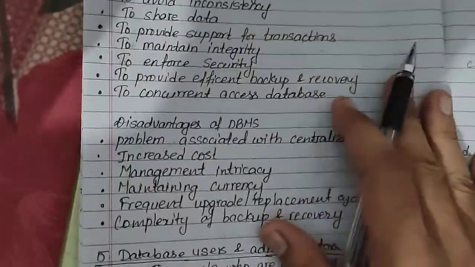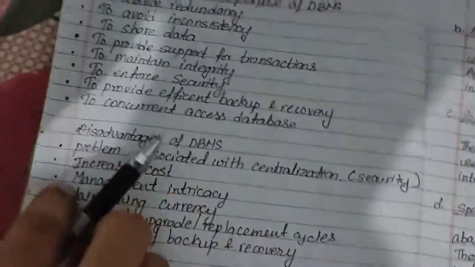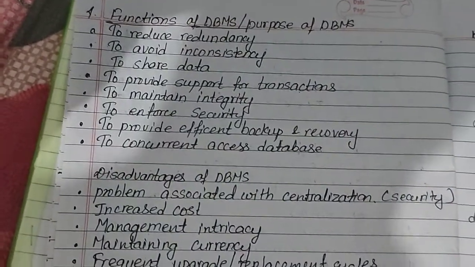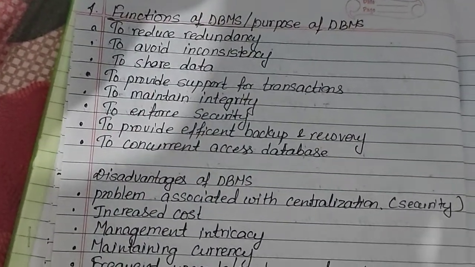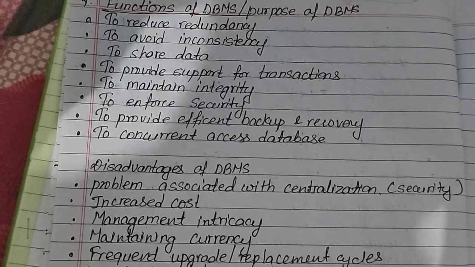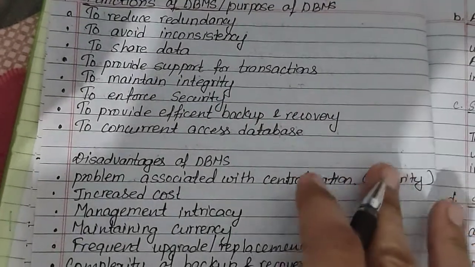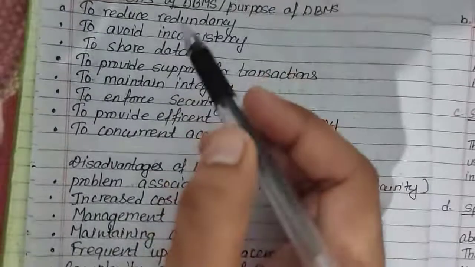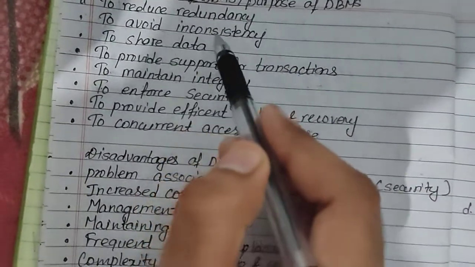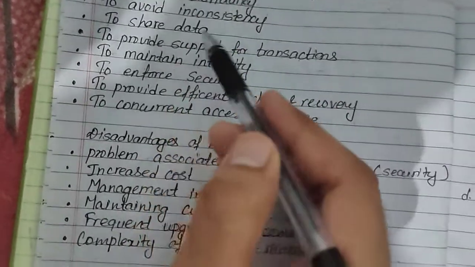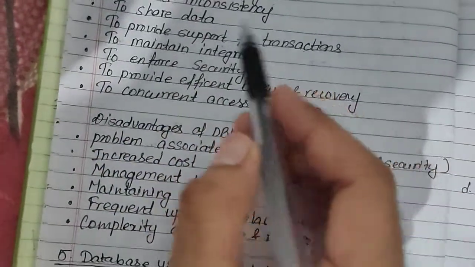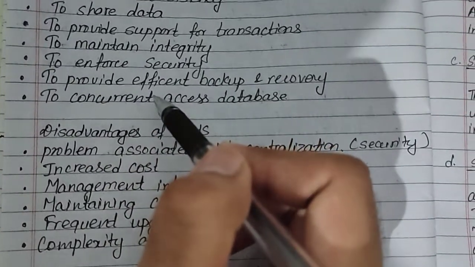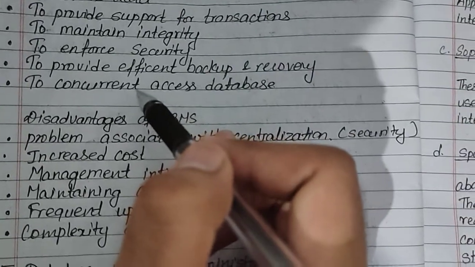What are the functions or purpose of the database management system? To avoid the disadvantages of the file management system, the DBMS was developed. The purposes of DBMS are to reduce data redundancy, to avoid inconsistency, to share the data, to provide support for transactions, to maintain integrity, to enforce security, to provide efficient backup and recovery, and to allow concurrent access to the database.